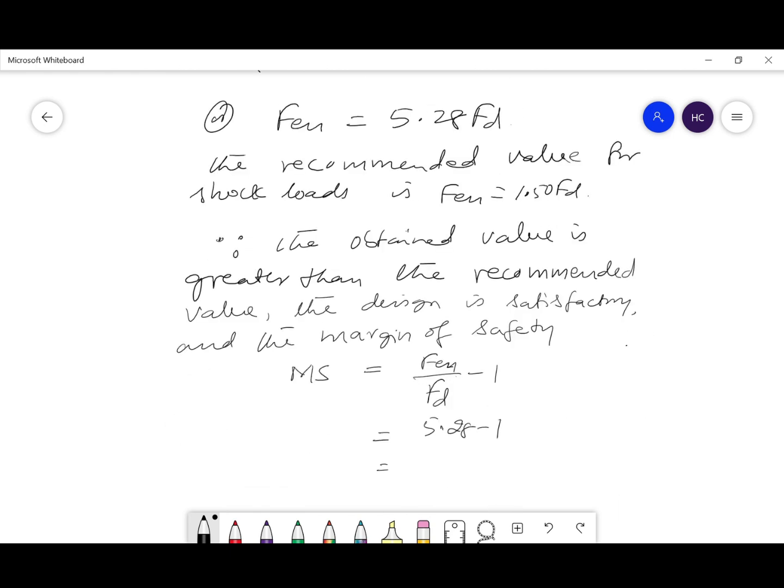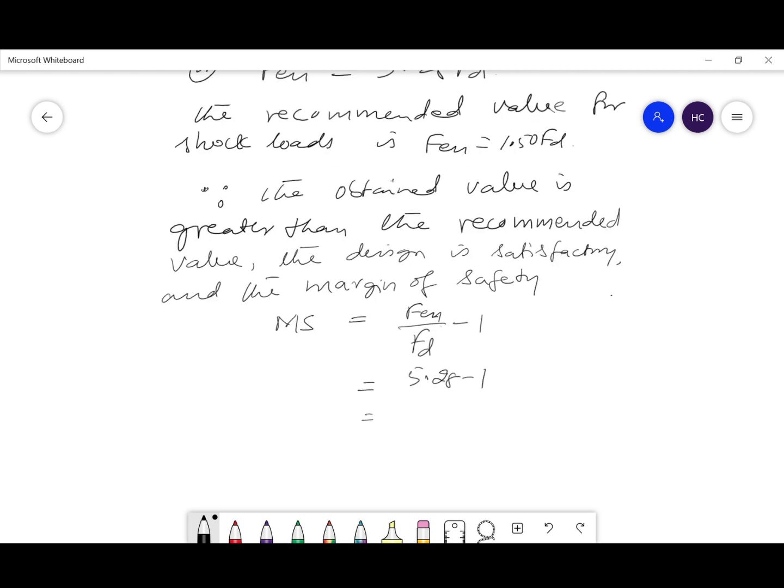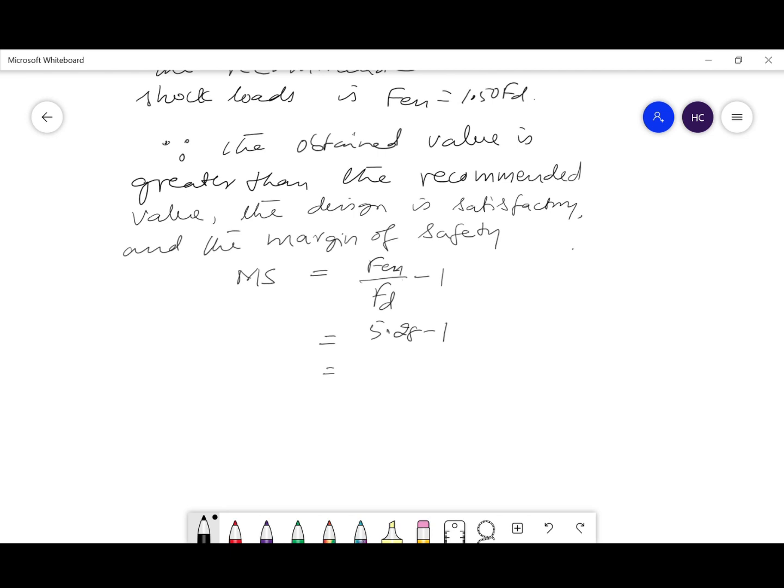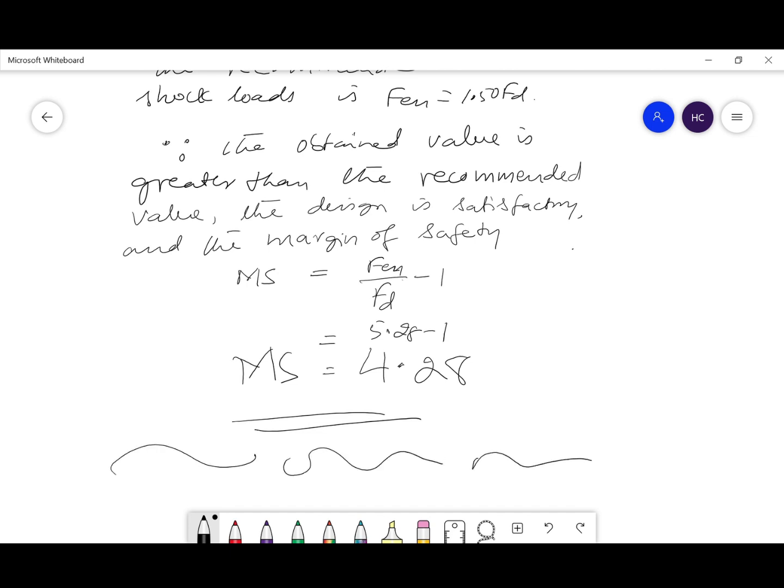And the margin of safety is given by MS is equal to FEN by FD minus 1, that is 5.28 minus 1 gives us 4.28. Margin of safety MS is equal to 4.28. So hence design is satisfactory. Thank you.